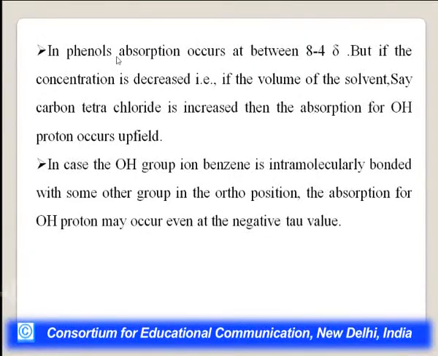In phenols, absorption occurs between 4 to 8 delta, but if the concentration is decreased, that is, if the volume of the solvent, say carbon tetrachloride, is increased, then the absorption for these phenolic protons occurs upfield. In the case of a hydroxyl group on benzene that is intramolecularly bonded with some other group in the ortho position, the absorption for the hydroxy proton may even occur at negative tau values.